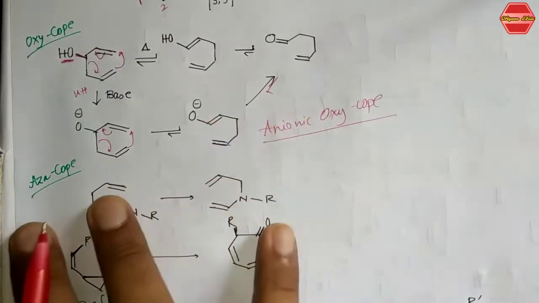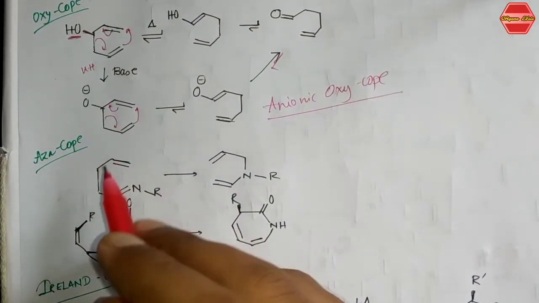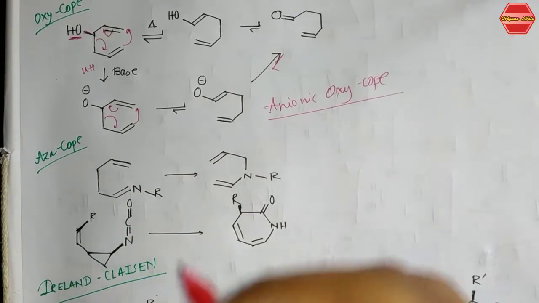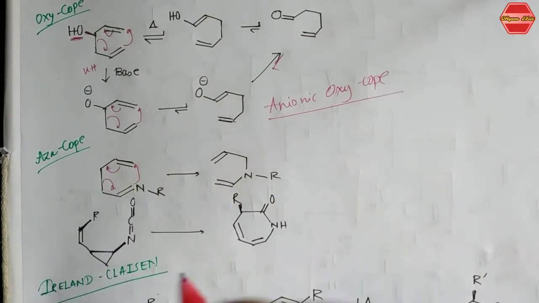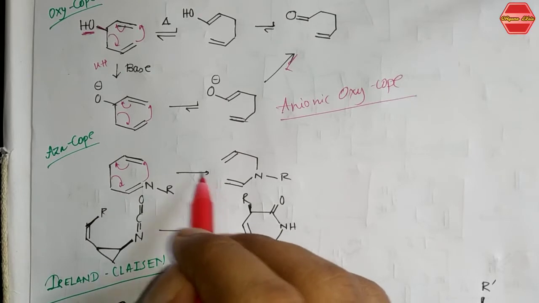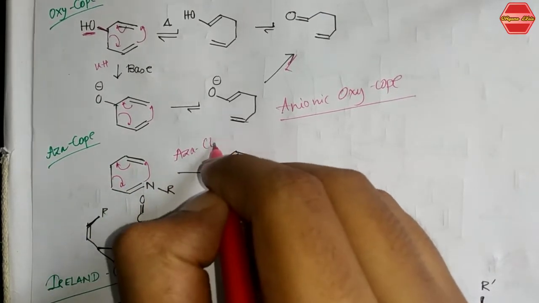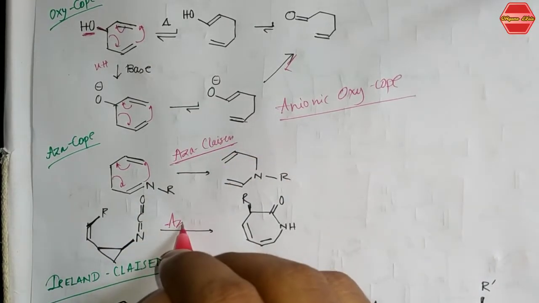Next one is the Aza Cope. And what is the Aza Cope? I have already told you that when you have this nitrogen over here, it will follow the Aza Cope pathway. So it is basically this. Okay, so that is how you get this Aza Cope. Now this is not your Aza Cope, it is basically the Aza-Claisen. Okay, so Aza-Claisen, and this is your Aza Cope.